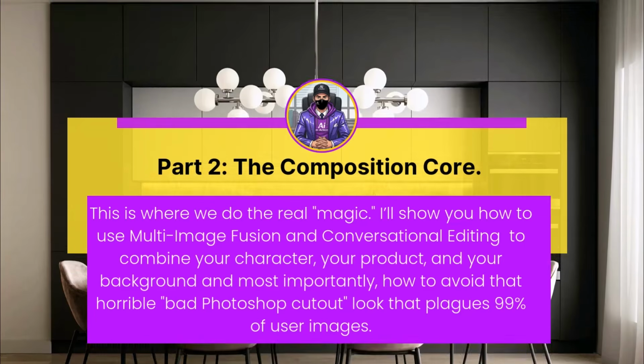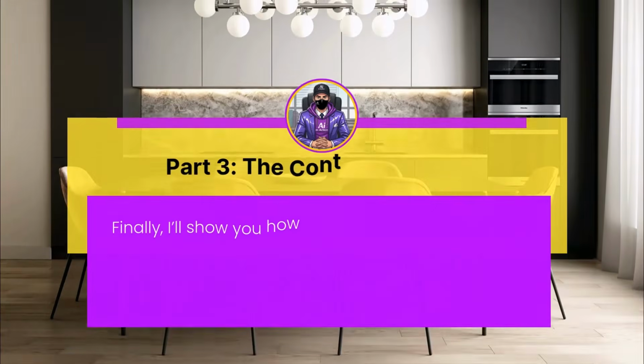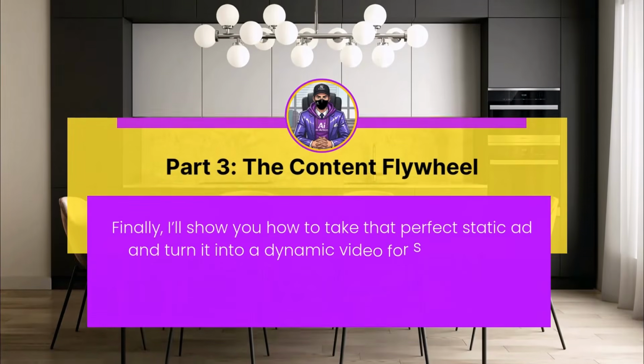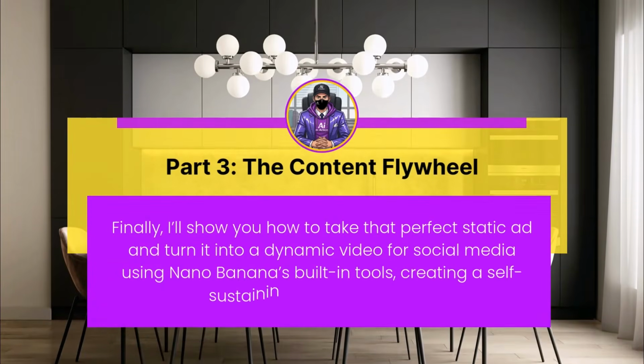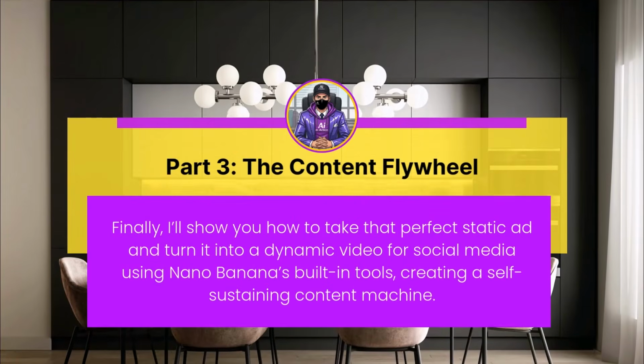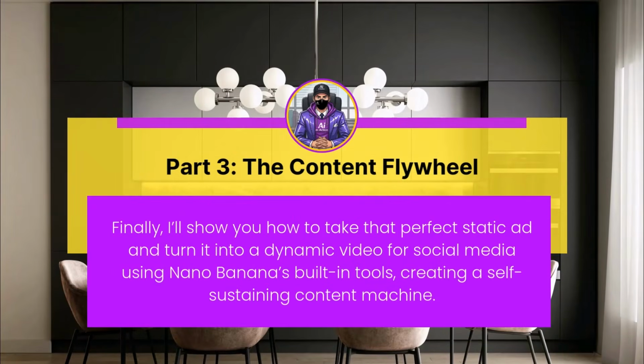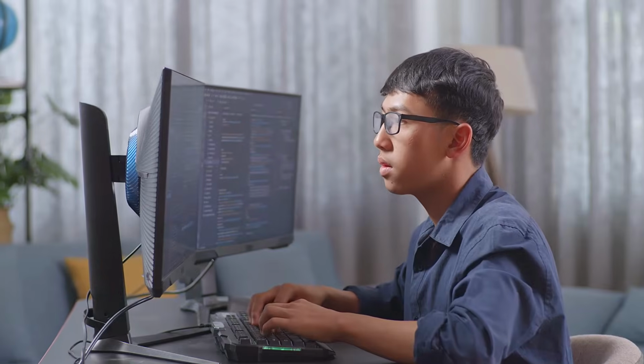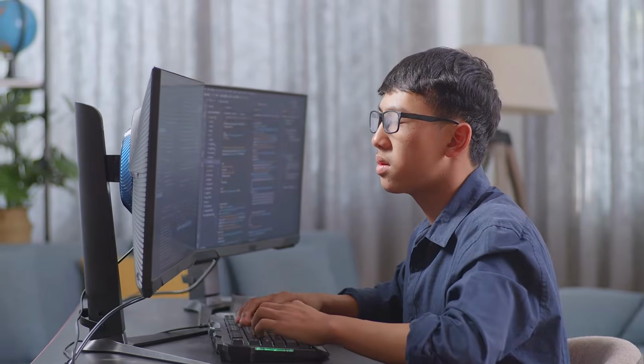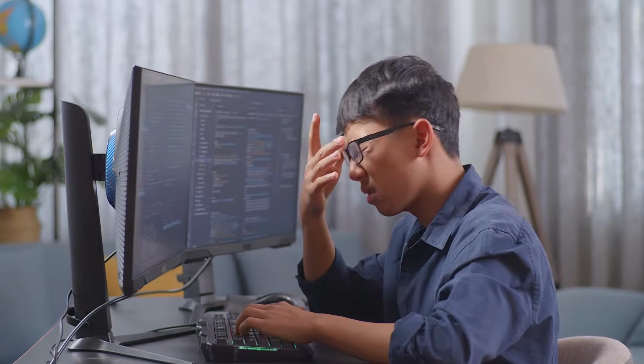Part 3, the Content Flywheel. Finally, I'll show you how to take that perfect static ad and turn it into a dynamic video for social media using Nano Banana's built-in tools, creating a self-sustaining content machine. By the end of this tutorial, you won't just know how to make a 3D figurine. You will have a complete framework to build an entire brand campaign from scratch, saving you thousands of dollars and hundreds of hours. Let's get into it.